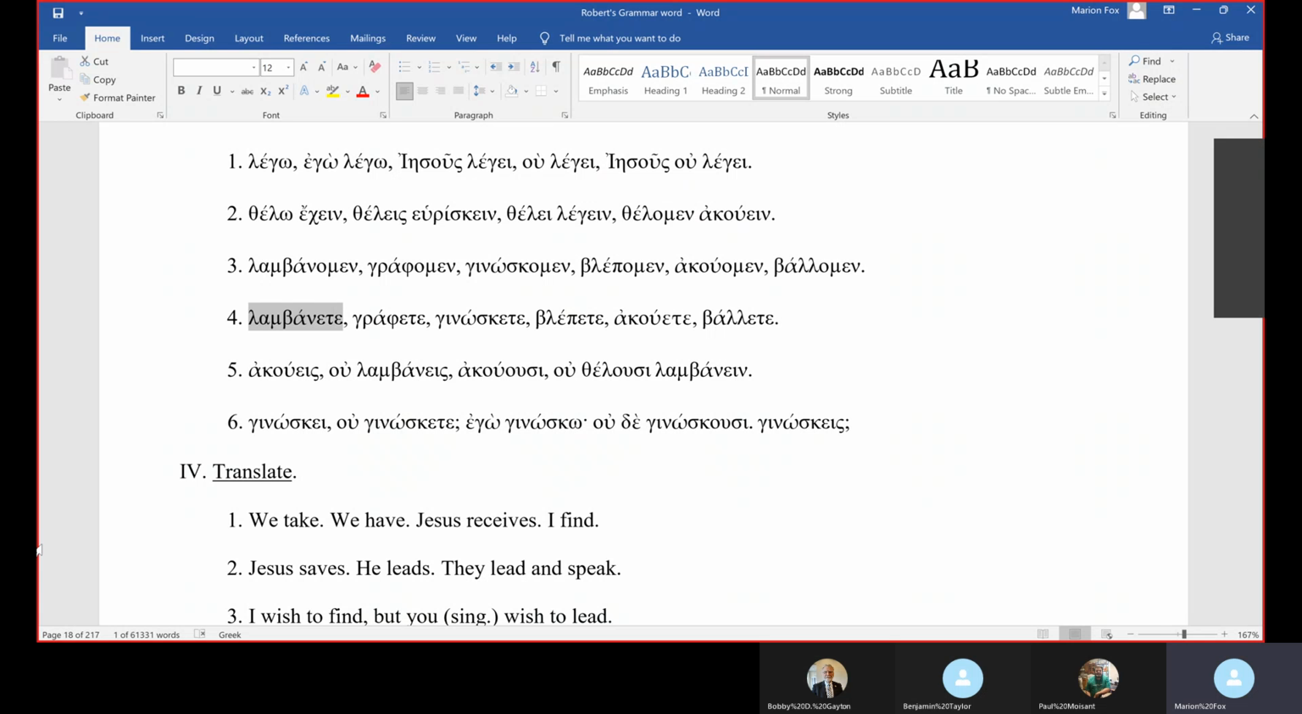Lambano is I take or receive. Omen ete, second person plural. You take or you receive. Ete, you plural take, or you write, you plural write. Okay. Ginoskete, you plural know. Blepete, you plural see. Akouete, you plural hear. Ballete, you plural throw. I'm going to try to get all of them here.